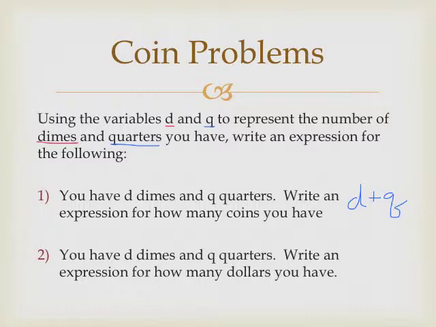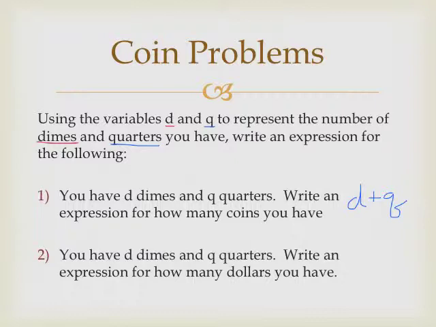However, there will be several times where you'll be forced to differentiate between a question like that and number 2, which is: you have D dimes and Q quarters. Write an expression for how many dollars you have. So now I'm not just adding them, because dimes and quarters aren't worth the same amount of money. They're worth the same amount of coin, if you want to put it that way. They're each 1 coin. One's not more of a coin than the other. But for question number 2, they're not equivalent. They're not worth the same amount of money.